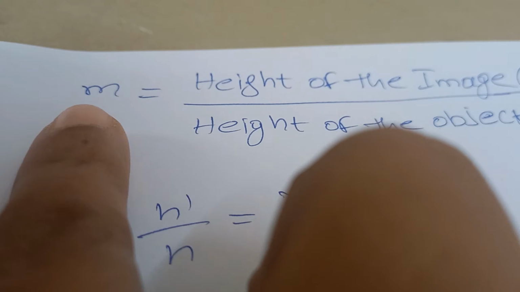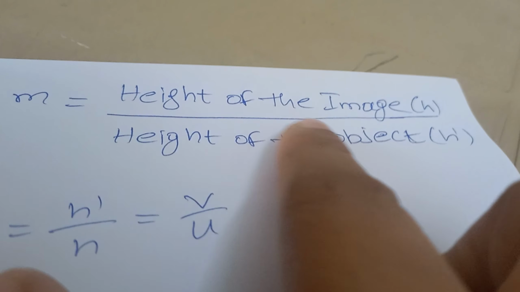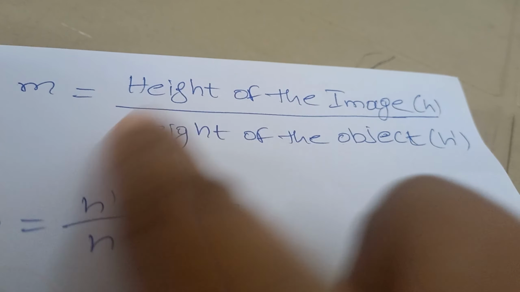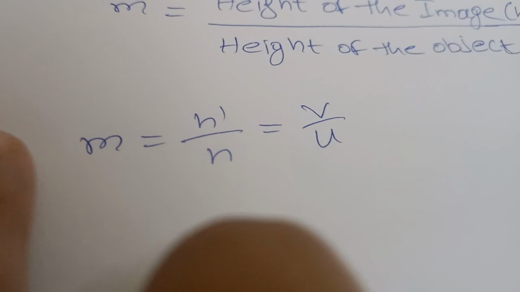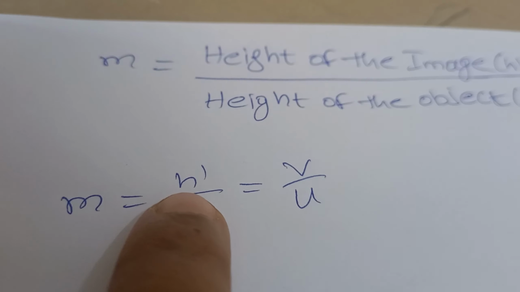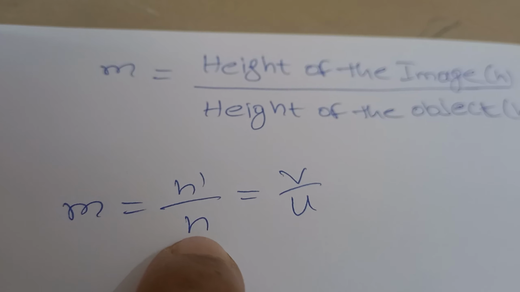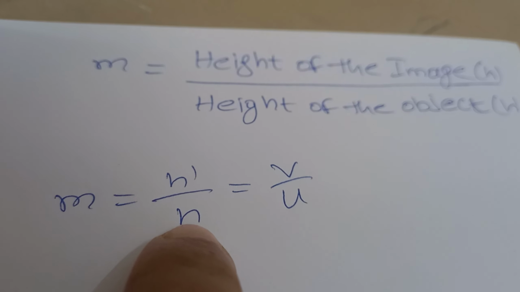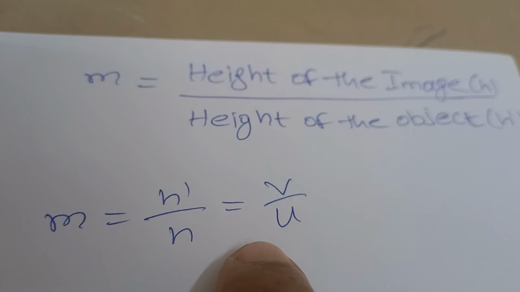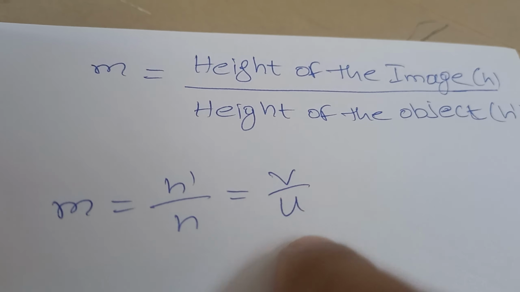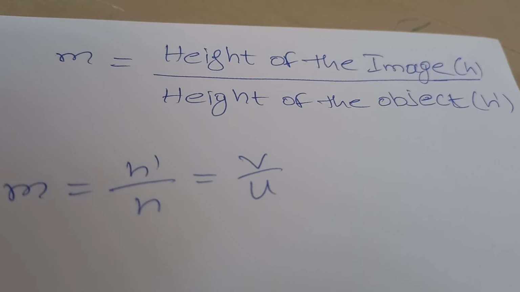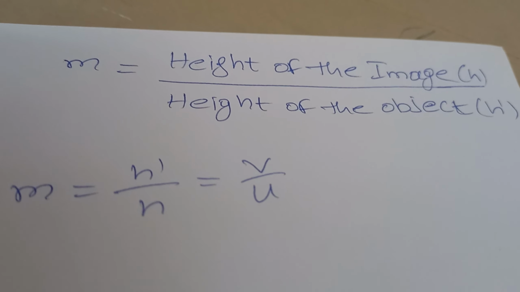This is the magnification formula: height of image by height of object. Magnification is nothing but height of image by height of object. This is the formula of magnification: m equal to h dash by h. H dash means height of image, h means height of object. And with object distance and image distance, magnification equals v by u, image distance by object distance. This is magnification. Understand?